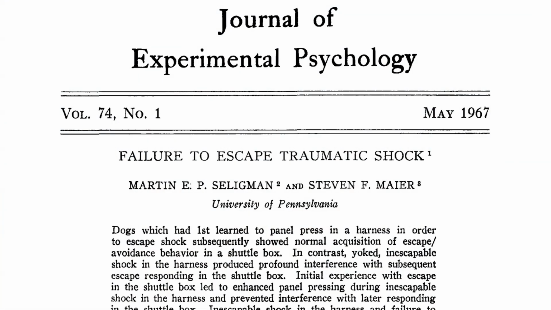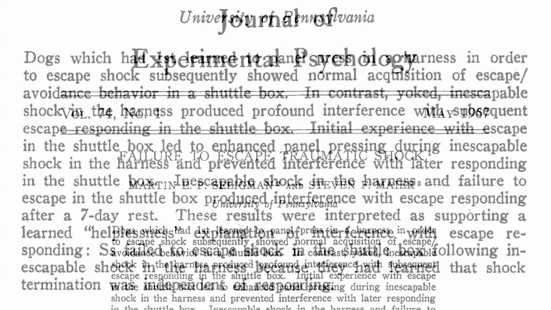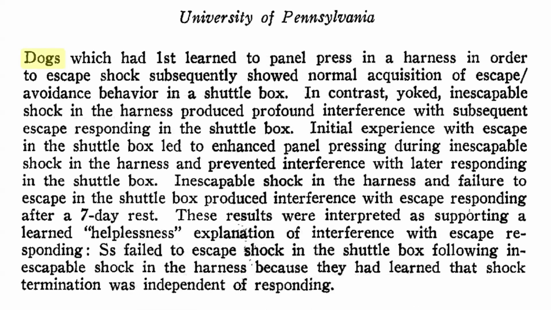And this is "Failure to Escape Traumatic Shock," done by Seligman and Maier. And you might have heard about this study in your Intro to Psychology course. It's a very, very famous study. And the first thing I want to mention is that this is dogs. So this was a study that was done on dogs. And what they did is they shocked these dogs.